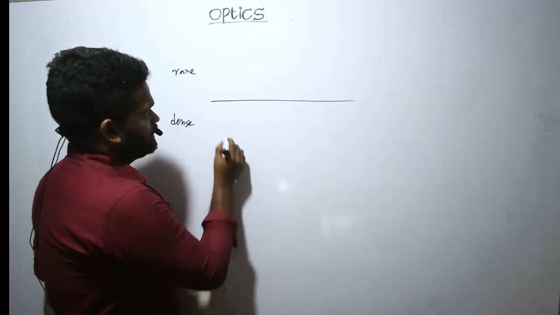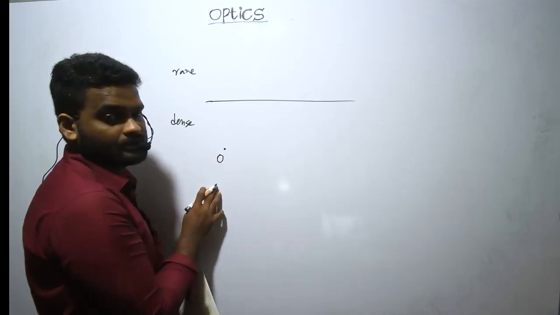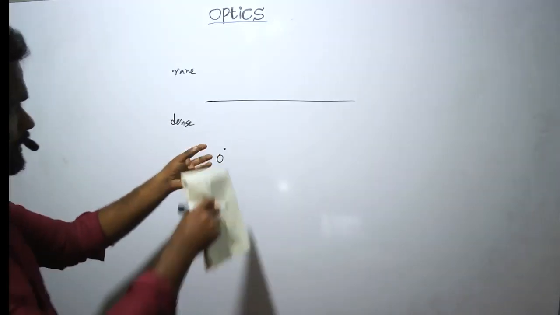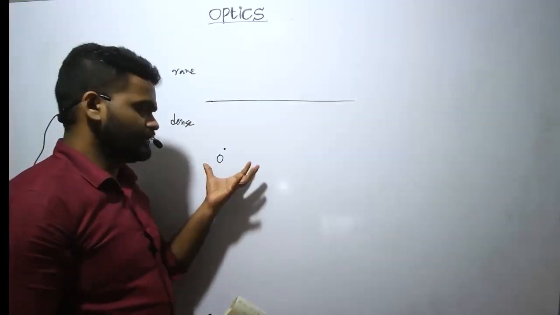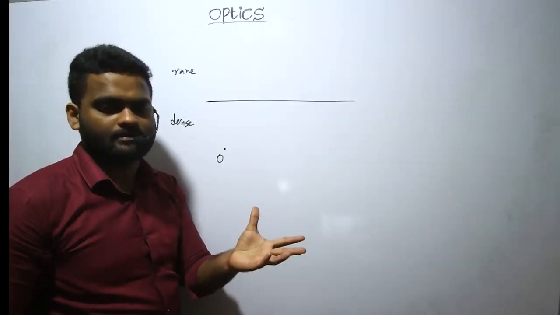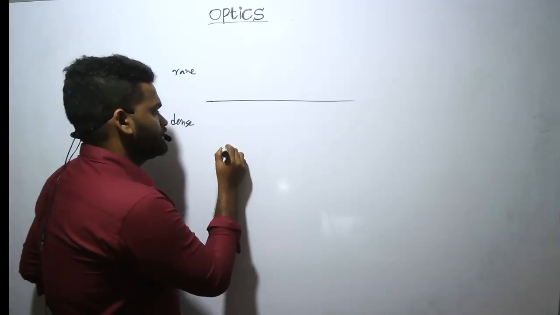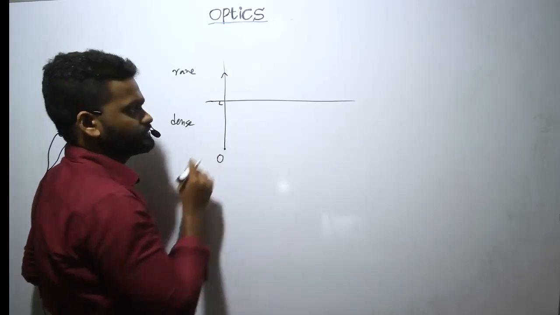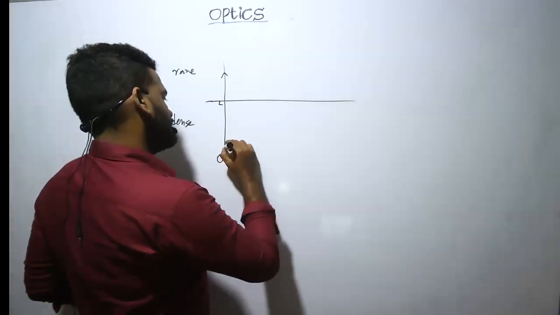Okay. So as usual, I can put the object. From the object, rays are propagating in all directions. But we are only choosing the required rays to explain this. So as usual, I'll draw this ray perpendicular to the surface. Okay. Then another ray.